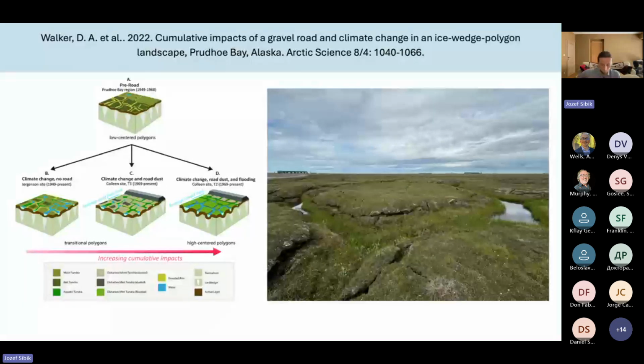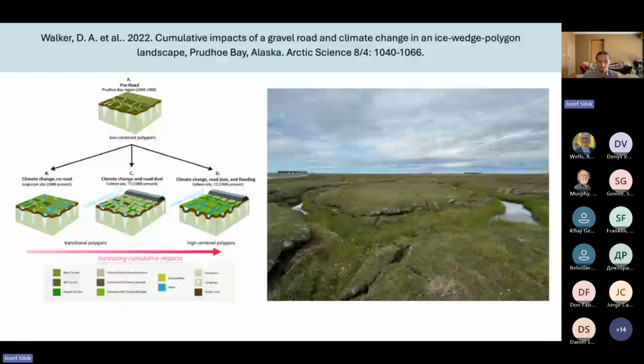Sometimes people are trying to deny it, but it's true. The Arctic is changing very rapidly, and we can see here how low centered polygons have been changed into high centered polygons. Even vegetation units have been changed through the years. So this is maybe like a warning, emphasizing that something wrong is going on and we should take care.